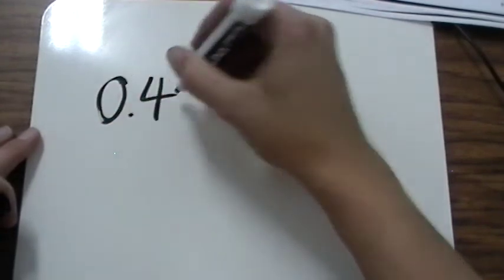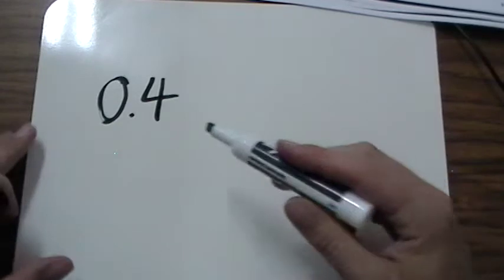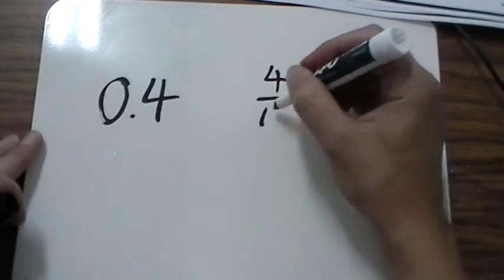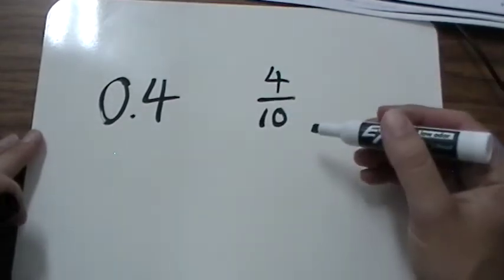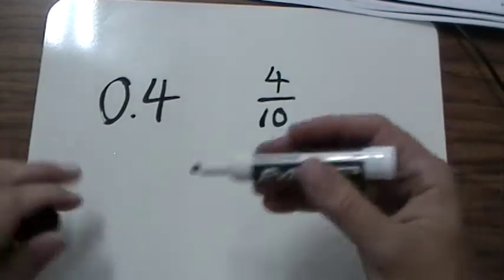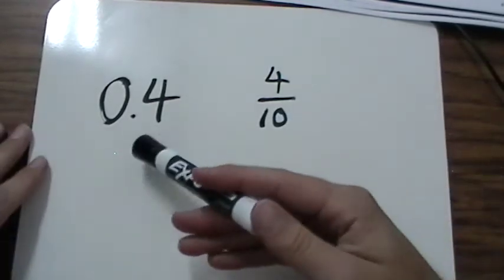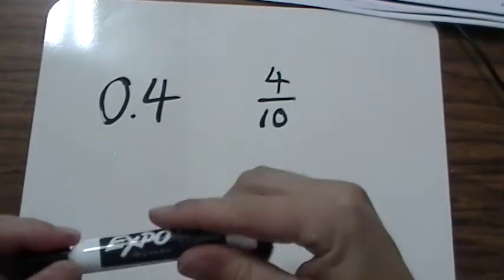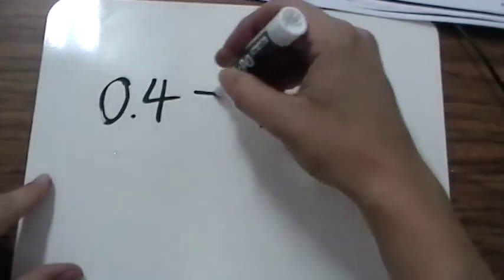Now let's take a look at decimals. We're going to be comparing decimals and fractions. Four tenths. That's how I read that. 4/10. That's how I read that. Did I just say the same number? 4/10. 4/10. Yes, I did. Since I just said the same number, we're going to say both these numbers are equal.